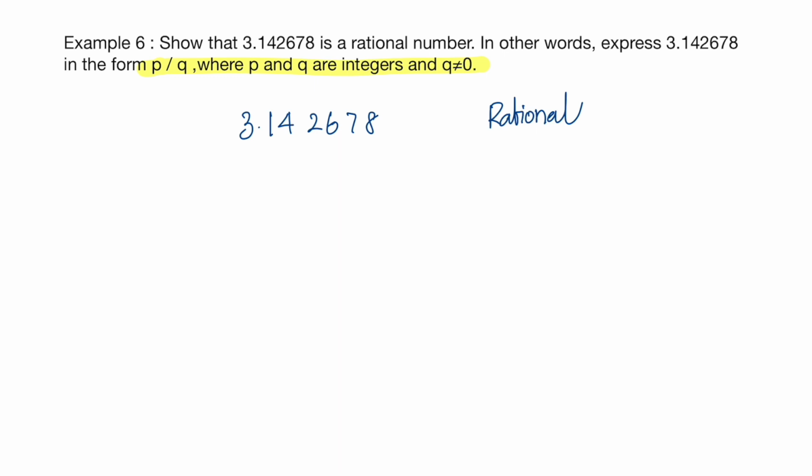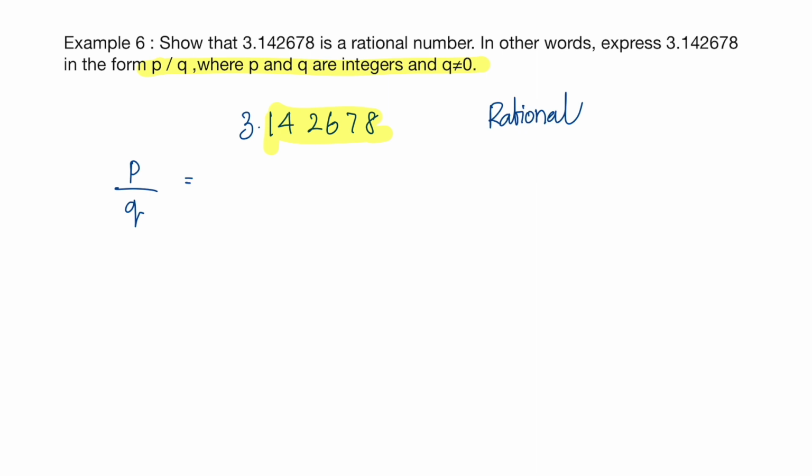Okay, now if we are supposed to express this in the form of p divided by q, where p and q are integers, how do we convert this into an integer? Integers are numbers without fractional part, right? So to convert this into an integer, you need to remove all these decimal places, right?